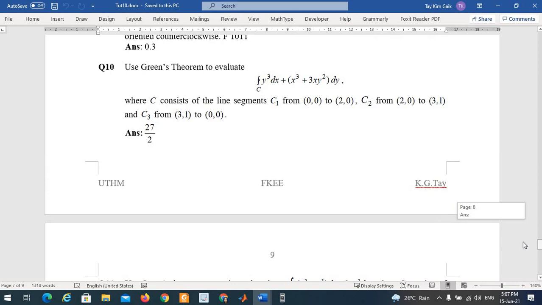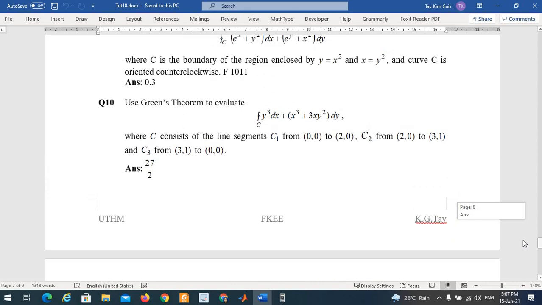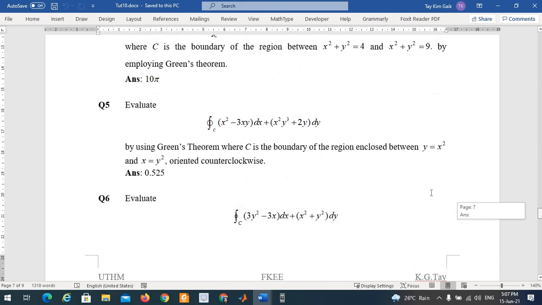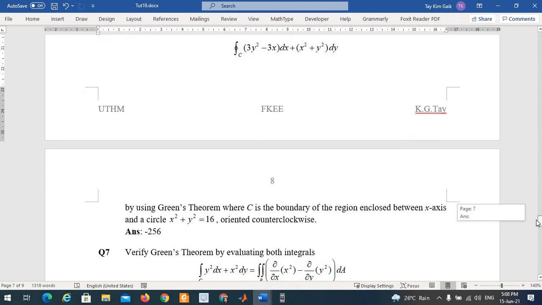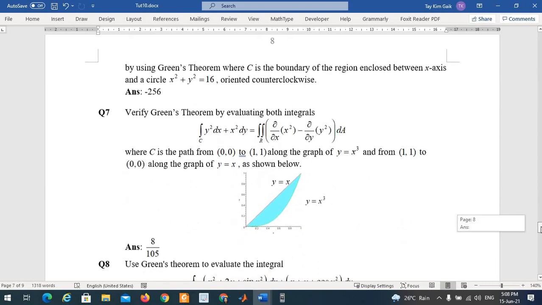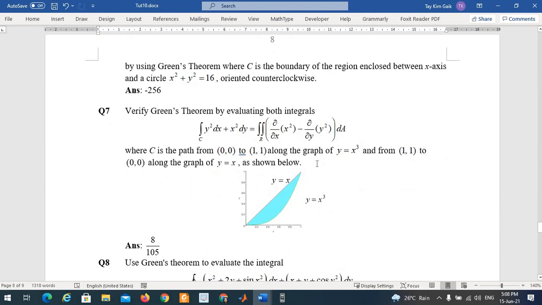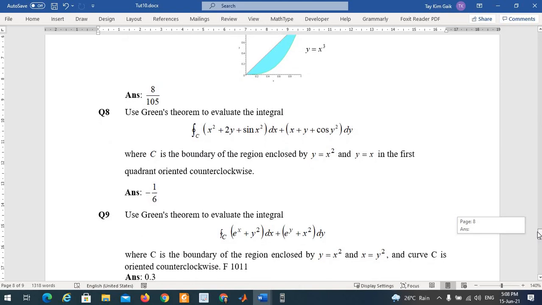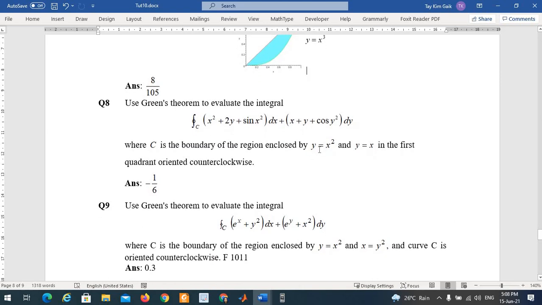At question 10, this one we solved number 5. Number 5, this one is done. This is using polar, actually like yesterday, the first example in the lecture notes. This one is enclosed by y equal x squared and y equal to x.